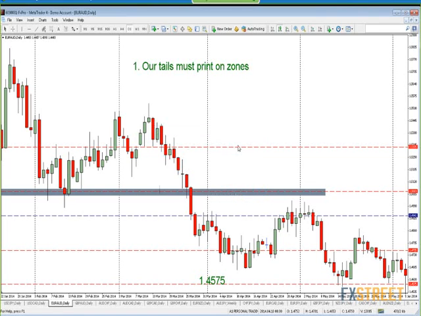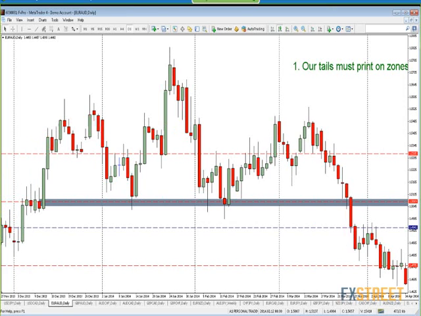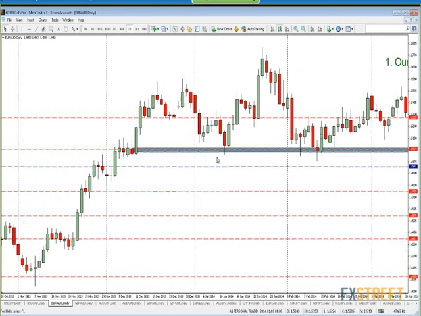If they print in the middle of nowhere, then it's no good. Like, for example, this one. This candle here printed a nice tail, but because I don't have a zone drawn here, it doesn't matter how pretty it looks. I'm not going to take a trade there. It doesn't matter, right? It just doesn't matter.